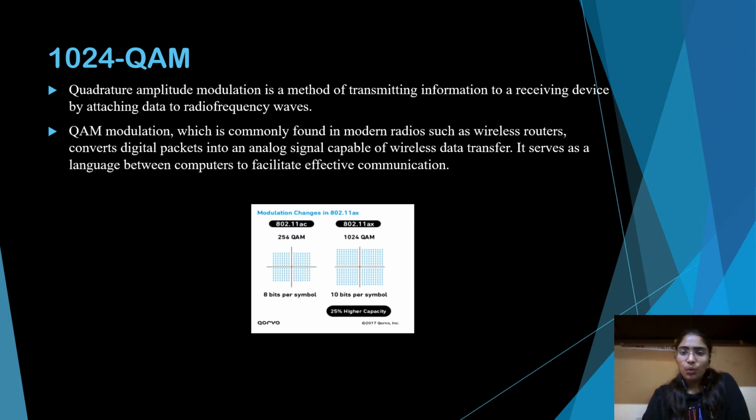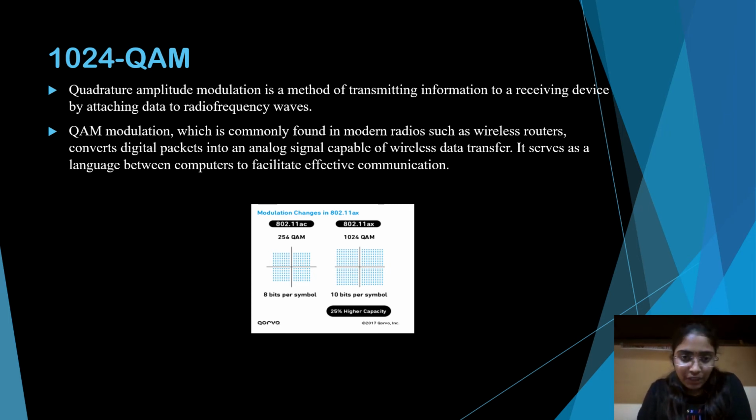Let us see about 1024 QAM. Quadrature amplitude modulation is a method of transmitting information to a receiving device by attaching data to radio frequency waves. QAM modulation, which is commonly found in modern radios such as wireless routers, converts digital packets into analog signals capable of wireless data transfer. It serves as a language between computers to facilitate effective communication.